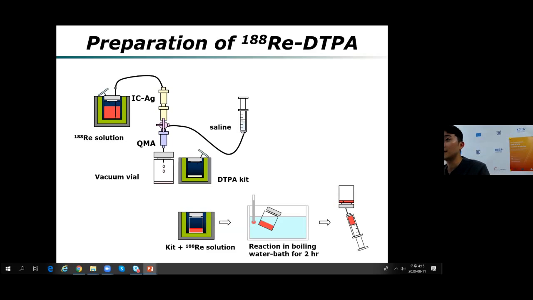Technetium is really easy to label using DTPA: you just mix the DTPA kit and the technetium solution. But in the case of rhenium, we must heat it in a water bath for 2 hours for labeling.